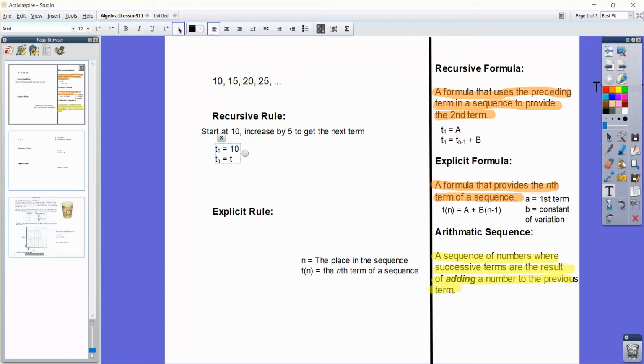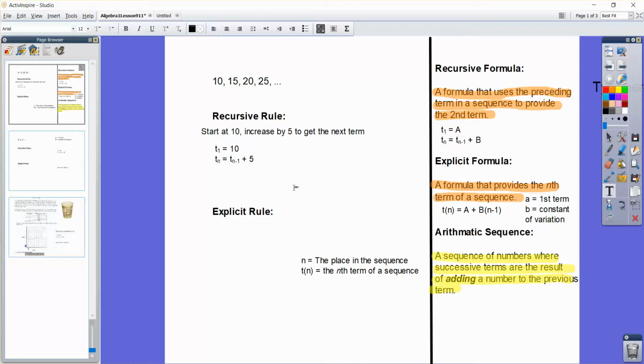I lost the subscript, sorry, and minus 1. Did it again. And minus 1, there it is, third time's the charm, Mr. Copperthite. All right, and then plus, in this case, what are we adding? Since we're increasing by 5 every single time to get the next term, we would have our b value be equal to 5 here.